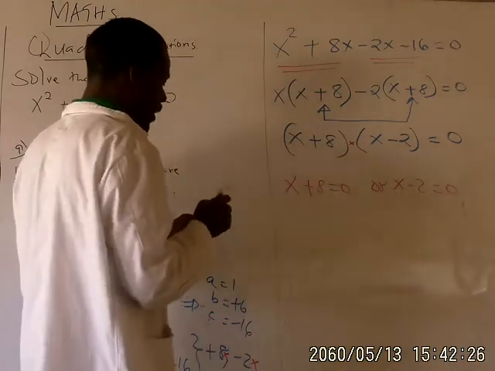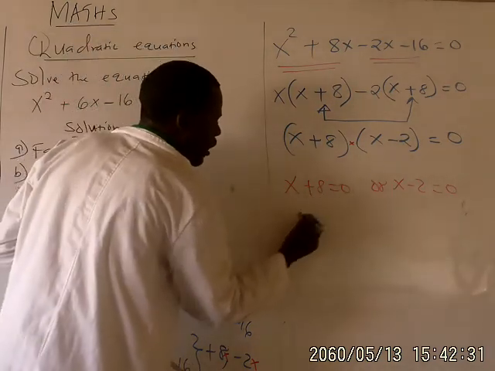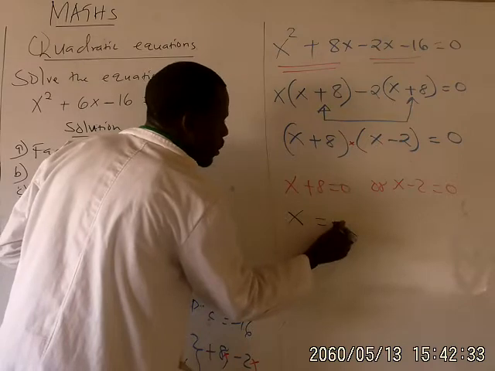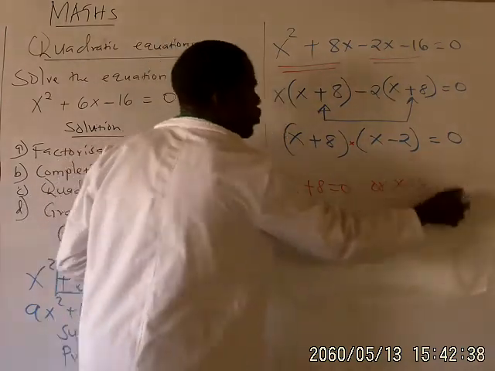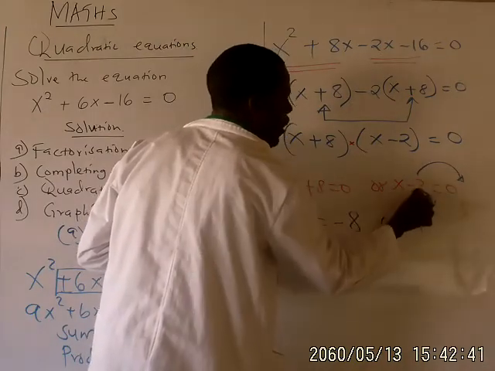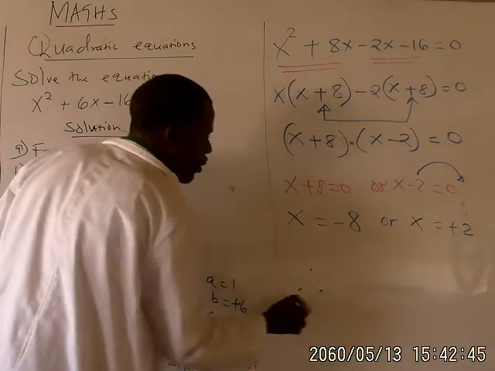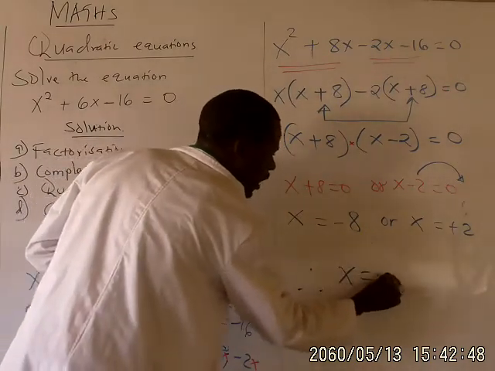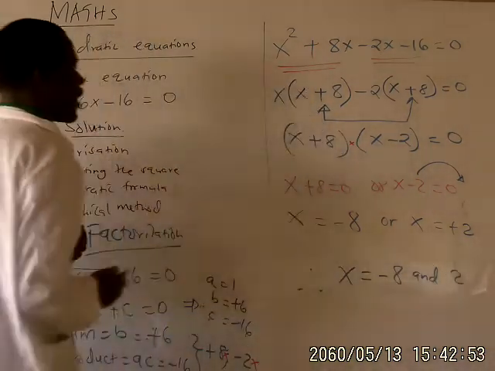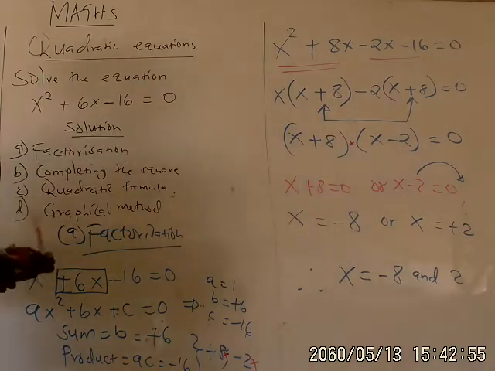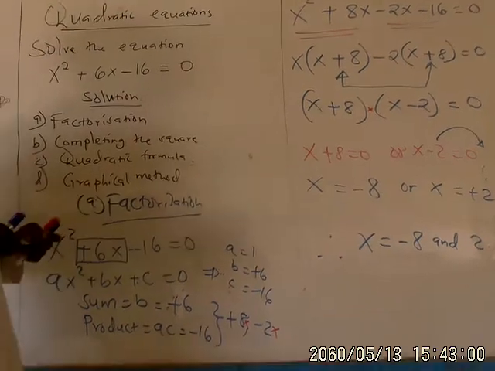If I do like that, then let us see what comes out. From here, I take 8 to the other side, it becomes minus 8. On the other part, we have x, this 2 goes to the other side, and it becomes a plus 2. Therefore, what I found is that x equals negative 8 and 2. So these are the values that when you put in this equation will give you 0. And that's where we have our answers.